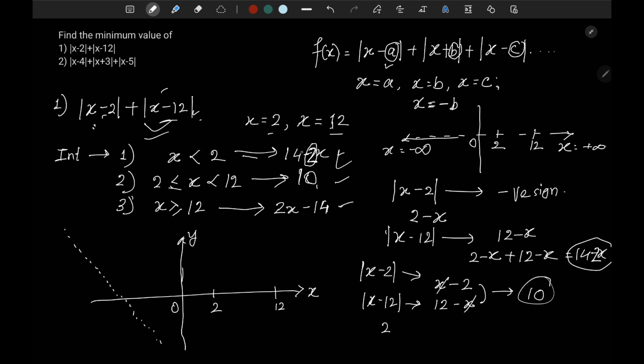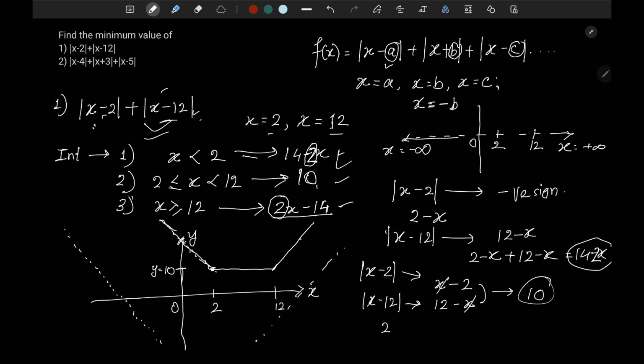That means up till 2 we would be having a line something like this. Between 2 and 12 we have 10. This is your y equal to 10. And after 12 we will have 2x minus 14. Your slope is positive, so this line will be something like this, or from 12 it becomes this.